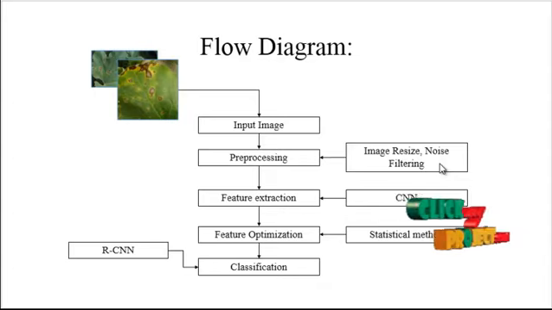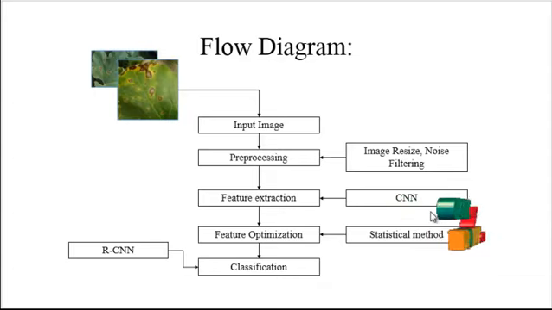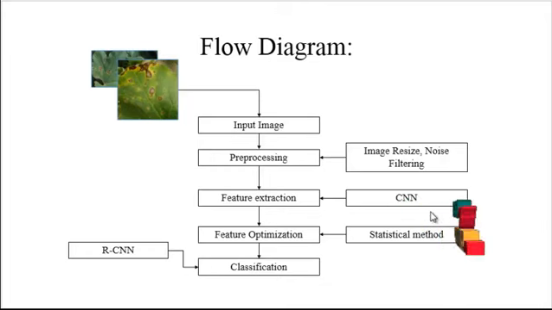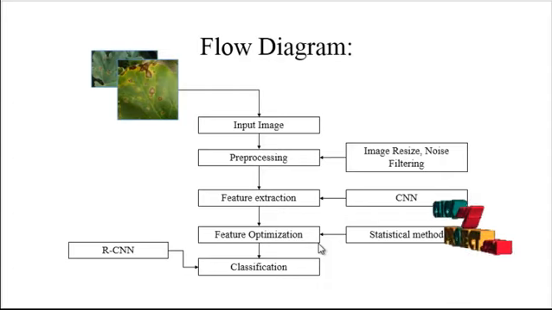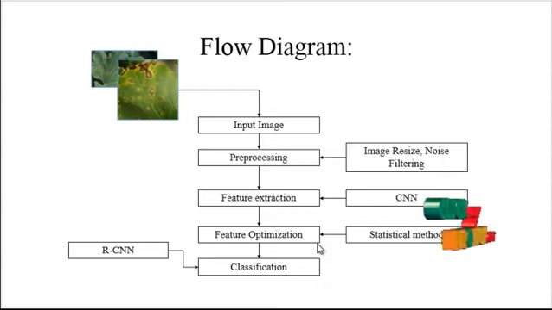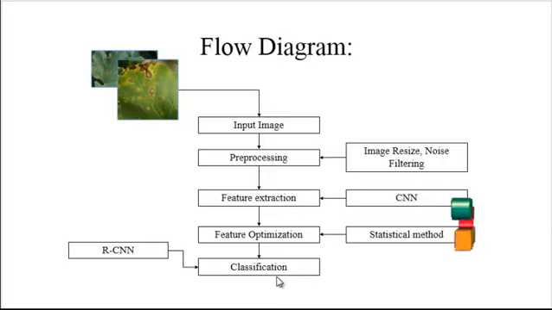After eliminating the noise present in the image, the feature extraction will be carried out. In this feature extraction step, the CNN is used to extract the features from the image. The CNN is nothing but the convolutional neural network. After feature extraction, the corresponding features will be optimized in the step named feature optimization. In this step, the features will be optimized, then the feature reduction will be done. Once the features are optimized, the classification will be done by using the RCNN.